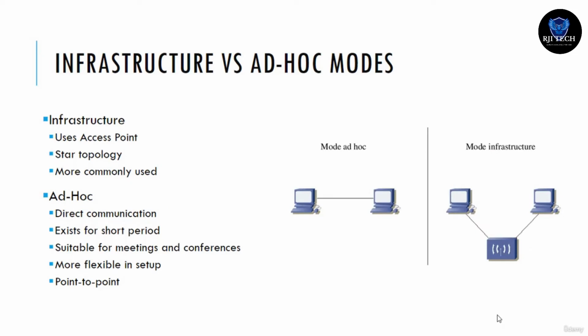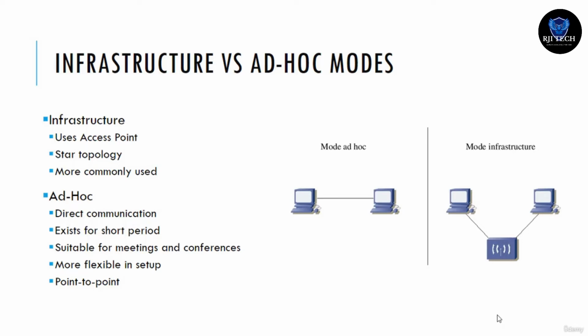We can establish two types of wireless networks based on the Wi-Fi standard, either an infrastructure network or ad hoc network. The infrastructure network uses the access point to communicate two devices to each other. It is a star topology. It is more commonly used to establish a wireless network inside an office, a meeting room, or a corridor, or something like this. The access point is used to connect the wireless devices to the wired infrastructure.